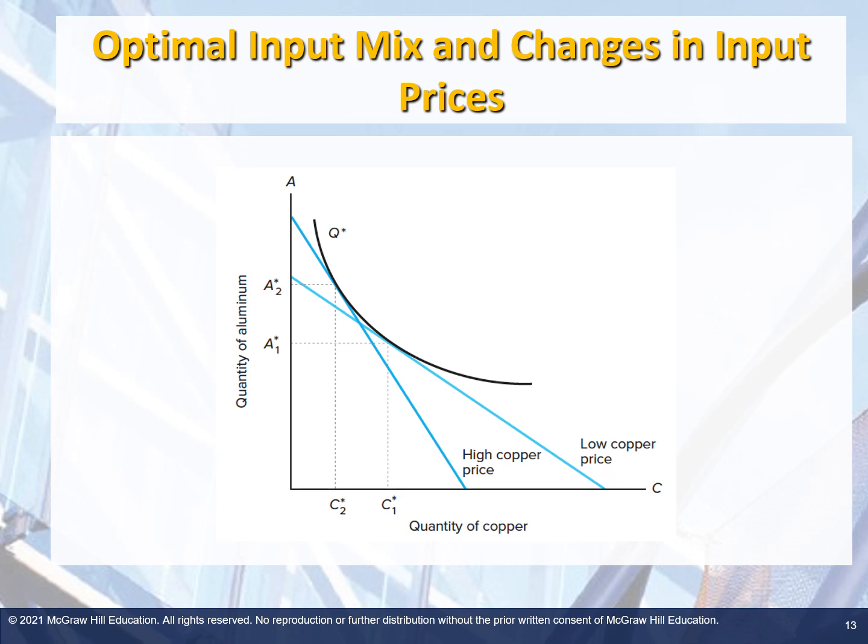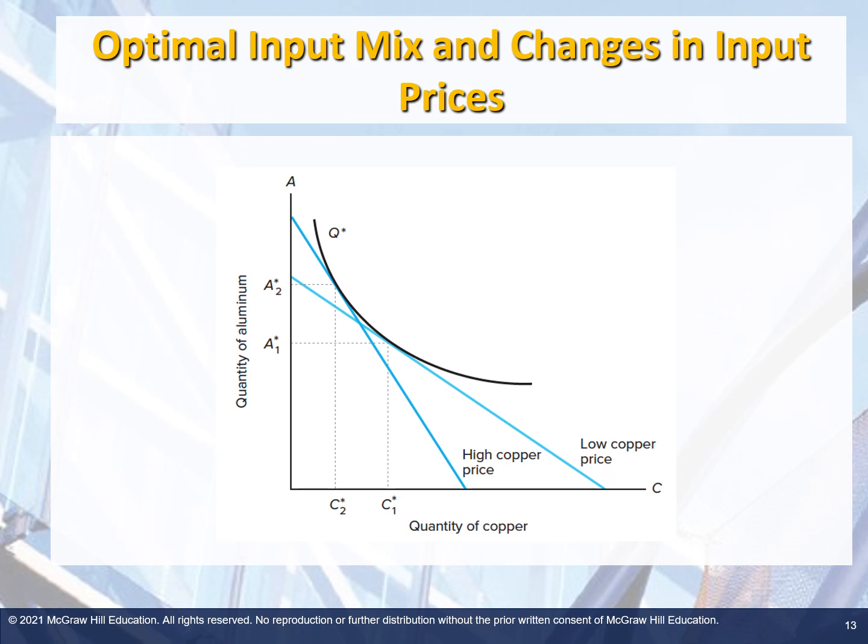Optimal input mix is the principle that involves finding the best combination of inputs, like labor, materials, and equipment, to produce a given level of output at the lowest cost. Changes in input prices. When the prices of inputs change, the optimal mix of inputs might also change. This means that you might need to adjust the combination of inputs to maintain cost effectiveness.